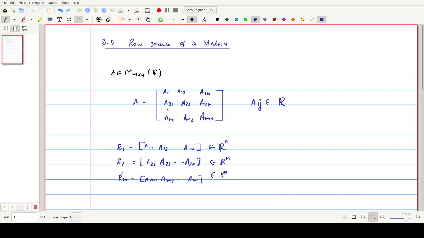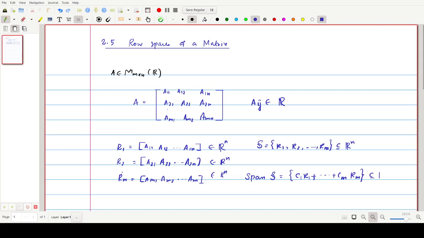Now this constitutes a subset of R^n. Say S is equal to the set of all R1, R2, etc., Rm. We call this set S, and we always consider it a subset of R^n, because these are all elements of R^n. Now consider the span of S. Span S means the set of all linear combinations of elements of S, that is, c1 R1 plus etc. plus cm Rm, since we have m rows.